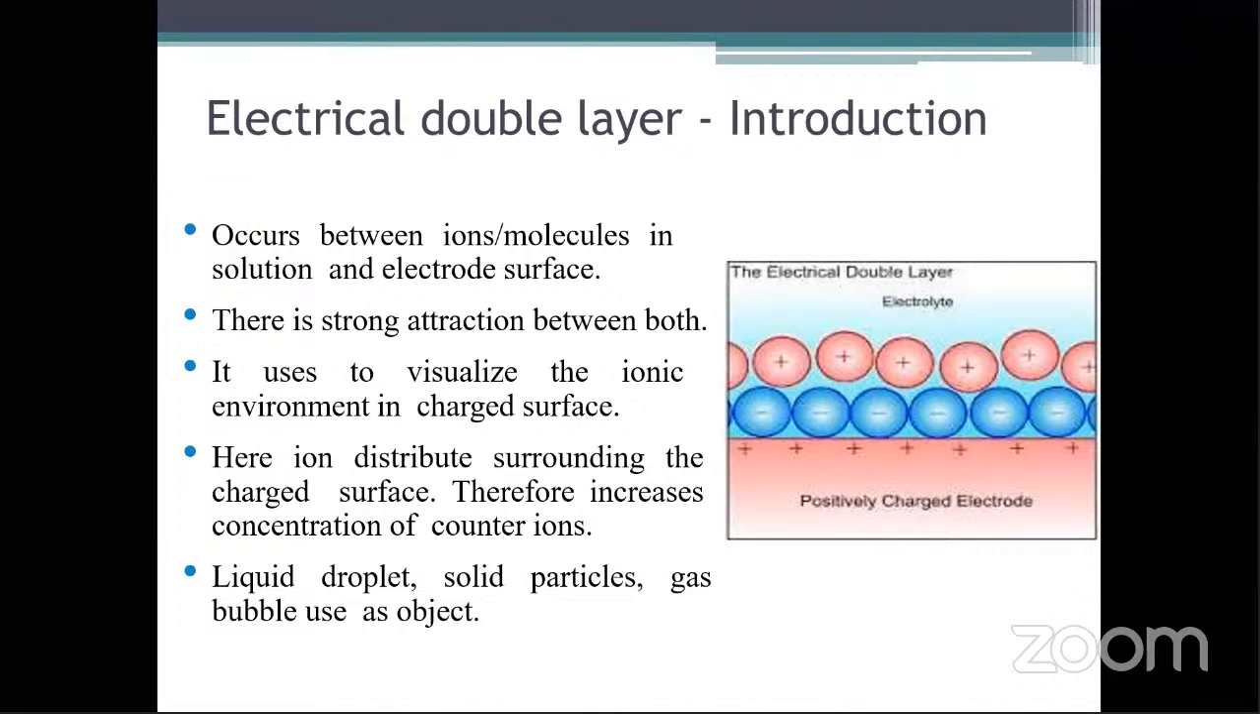In this case, all these ions will distribute surrounding the charged surface. Therefore, it increases the concentration of counter ions. For example, a liquid droplet, solid particle, or gas bubble can all be used as the object.